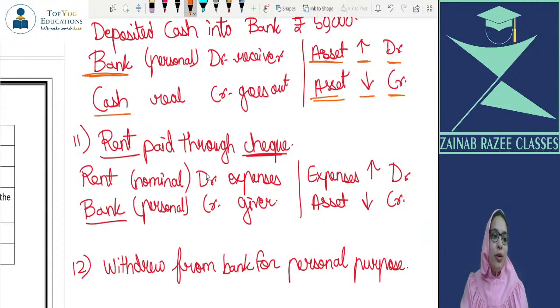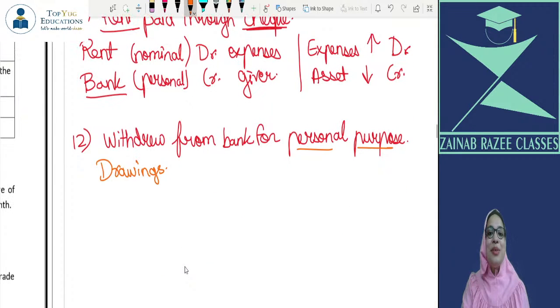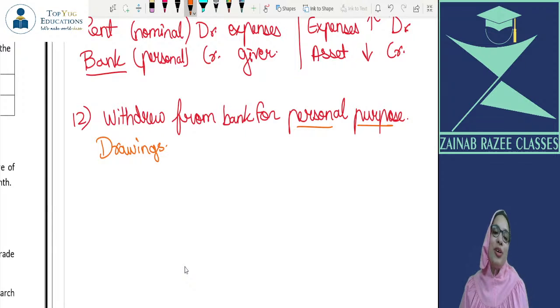Okay, coming on to your point number 12, withdrew from bank for personal purpose. Good. Since it's written personal purpose, almost every one of you has written the word drawings account. Very good. Now tell me, as per traditional approach, what is drawings? Real, personal or nominal? And the other account is bank. Last one, tell me, as per traditional approach, drawings is real, personal or nominal?